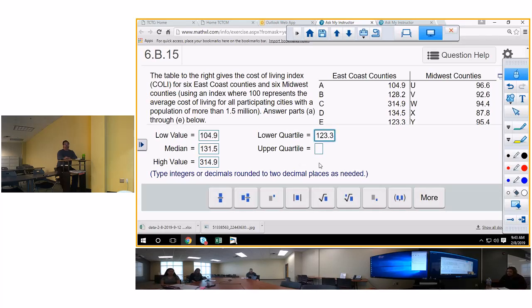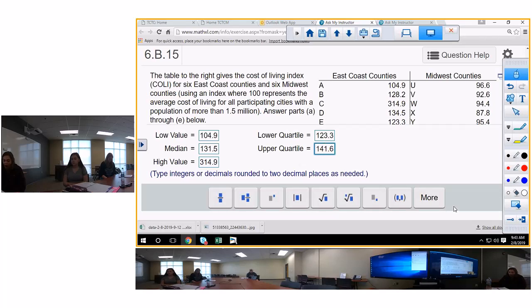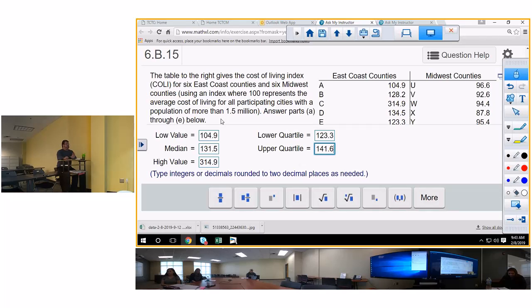Yeah. All right. What's the first quartile? 123.3. And what's the third quartile? 141.6. Okay. Now see, if this book was worth a crap, which it's not, it would say min, and it would put it in the order of the 5-number summary. Min, first quartile, second quartile, third quartile, and what? Max. 99.9% of your books are going to do it the way that I did it. Okay? This book sucks. But I could have told you that.